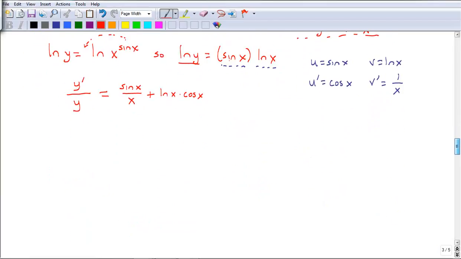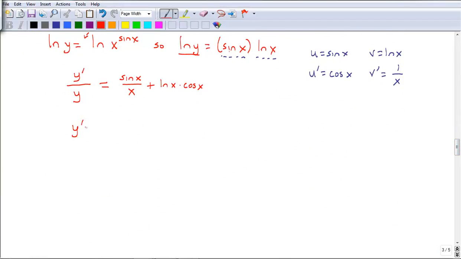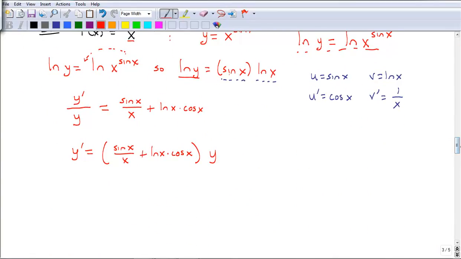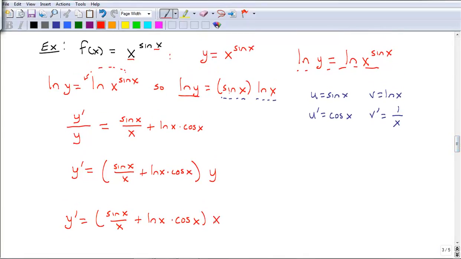But just like before, I have to multiply that y over, so I get y prime as sine of x over x, plus natural log of x times cosine of x, all times y. And I can multiply through. I can write down what y is, because I know what y is. So I get that y prime is the sine of x over x, plus the natural log of x times cosine of x, and then instead of y, I can write what y is. y is x to the sine of x power. That was y originally, that was given to me at the beginning of the problem.